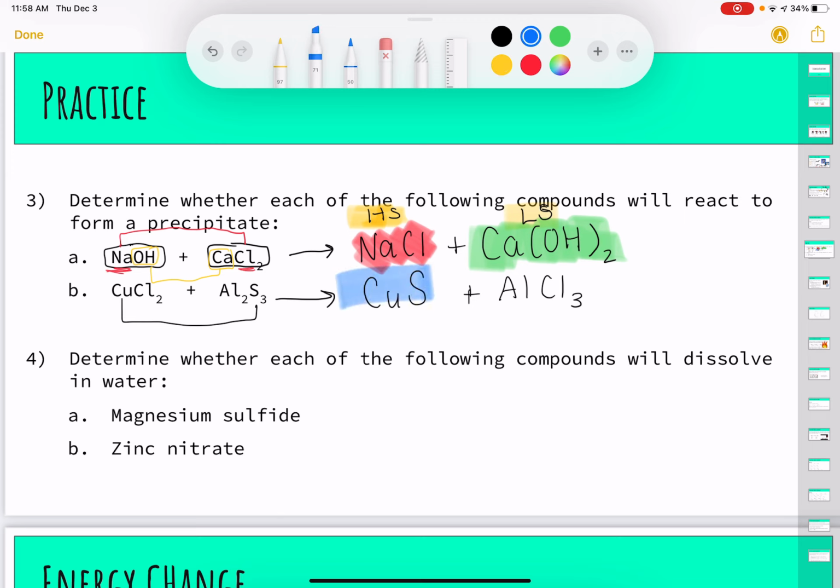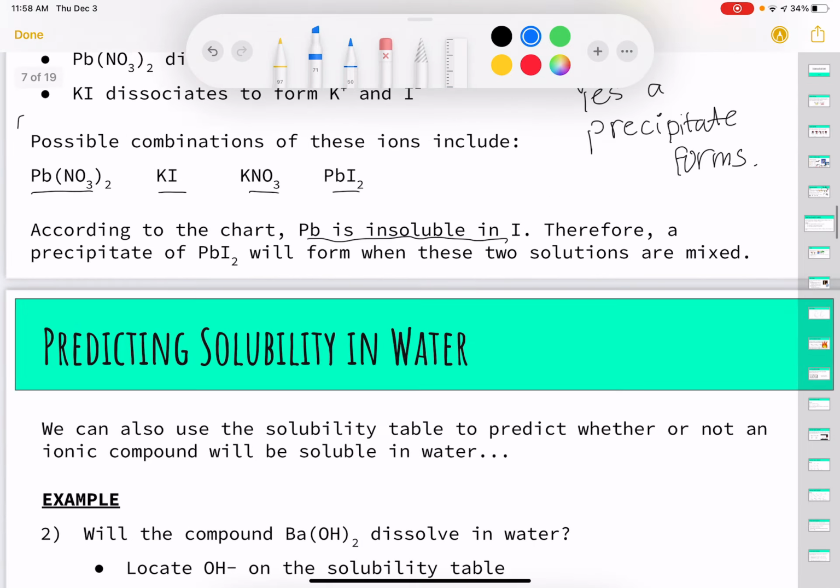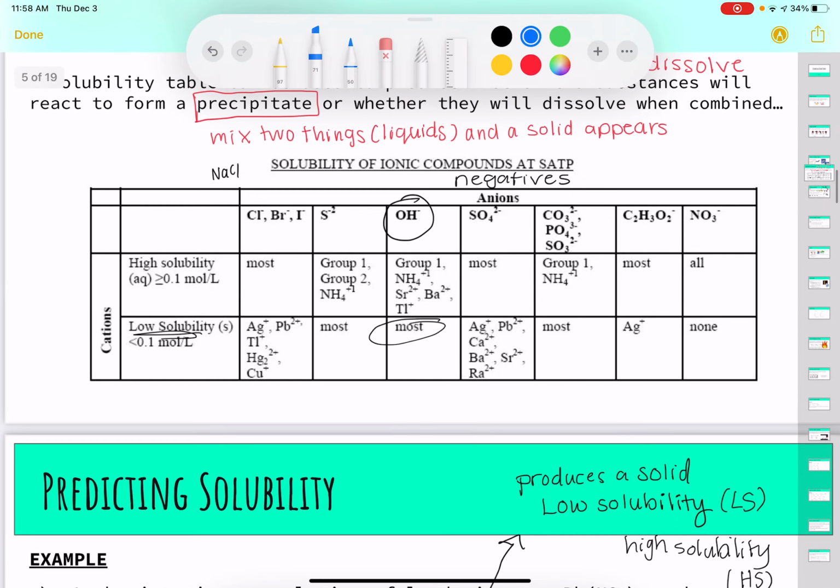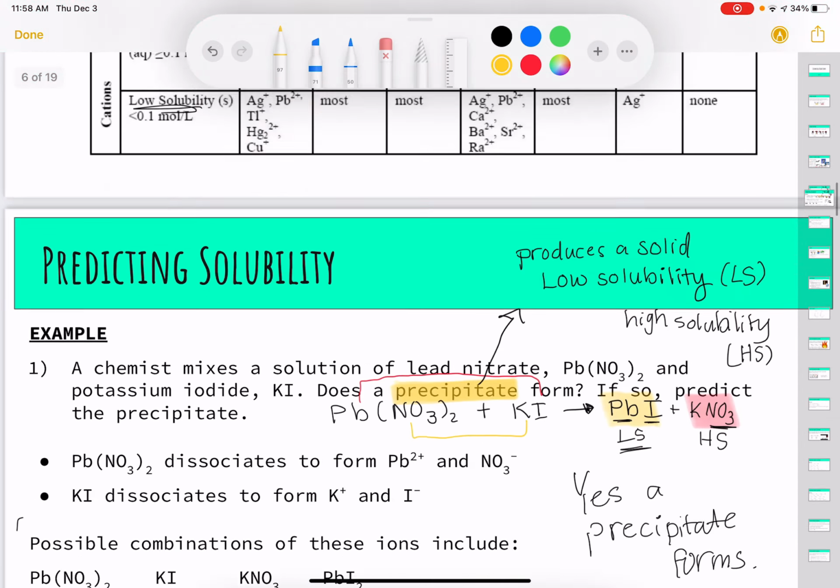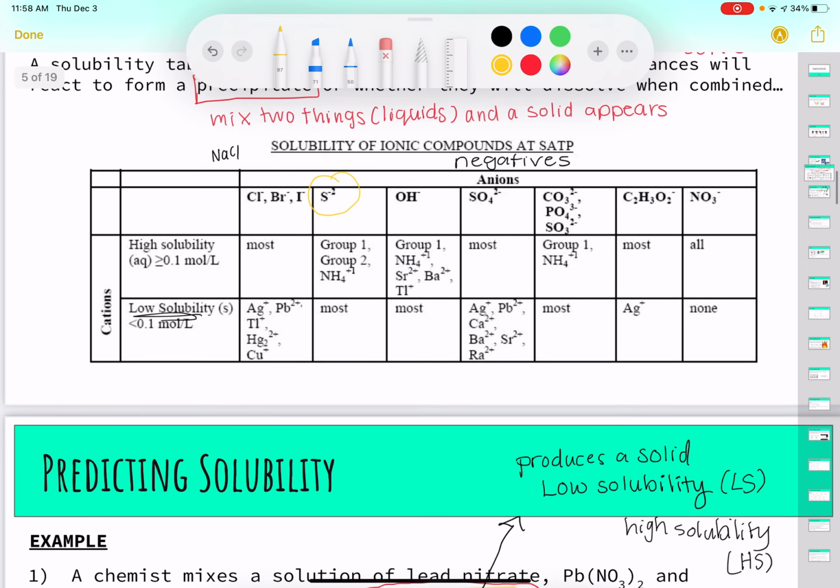Our next one is CuS. So we're going to look for S on that table, which is our anion at the top, and then we can work our way down. We see S is right here, and it's going with Cu, which is copper, I believe. Just double check that. Copper. So copper is not in group 1 or 2, so it would be low solubility.